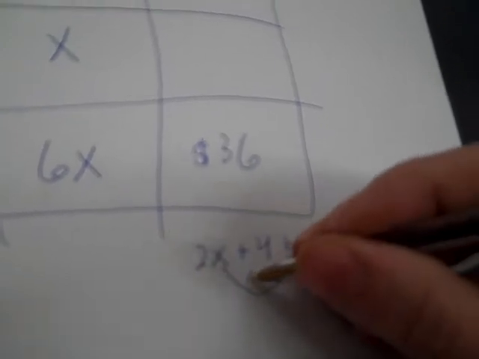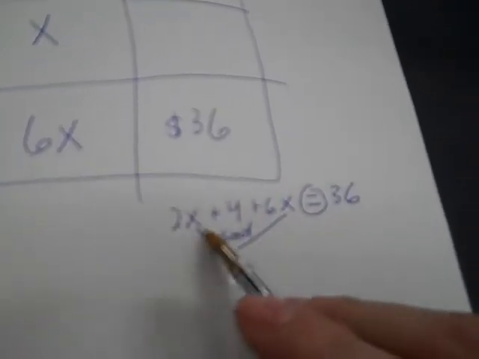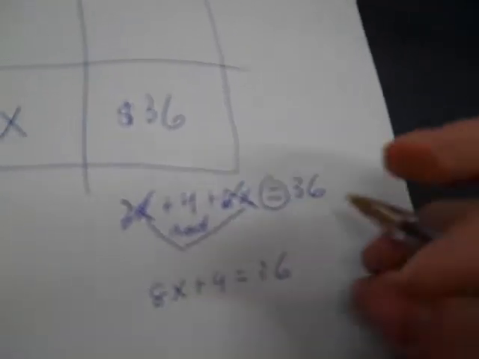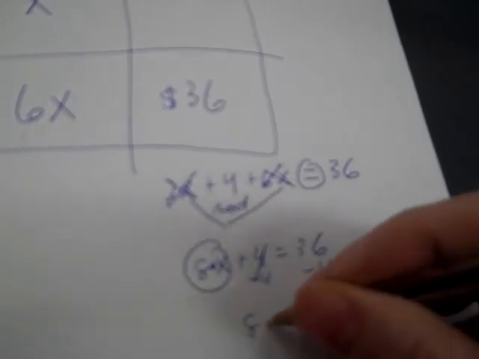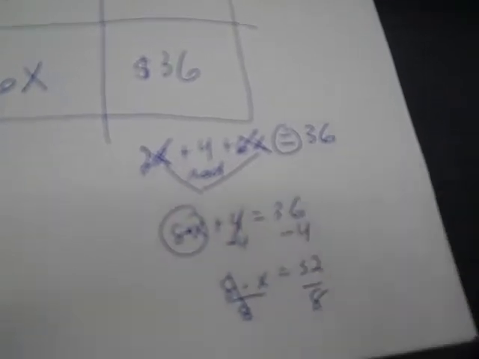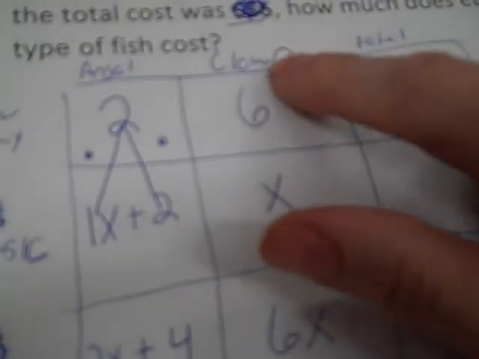Now the x's are on the same side, so we're going to draw the adding pyramid. So I add 2 and 6, and that's 8, 8x. I still got plus 4 equals 36. So now I dot my 8, circle it, minus 4, 8 dot x equals 32. Divide by 8, and x equals 4. Okay, so go to your table and look where you had just the x by itself, right here. That's under clown. Okay, so the clown loaches cost $4.